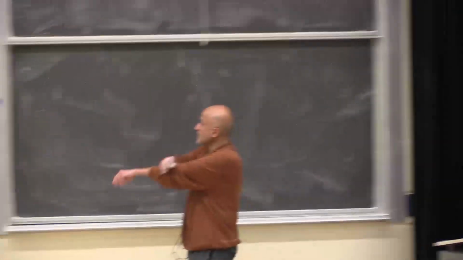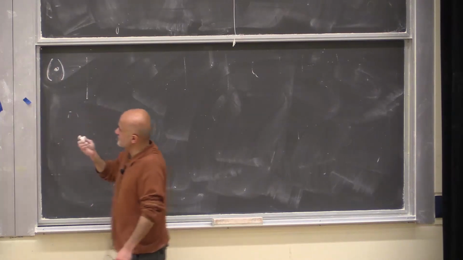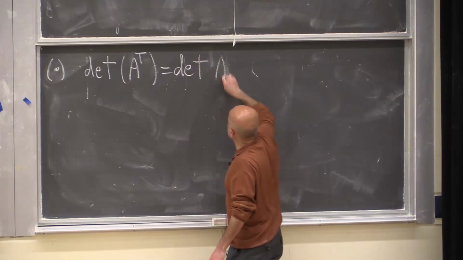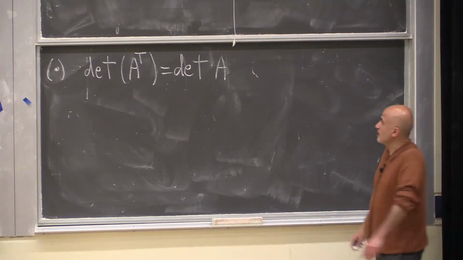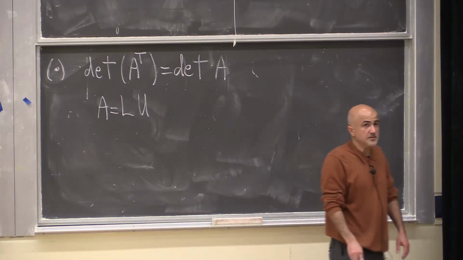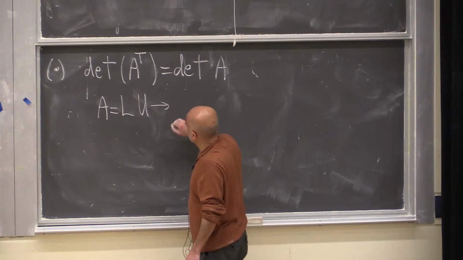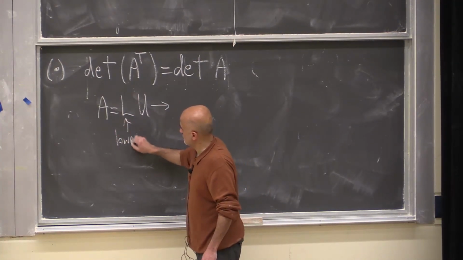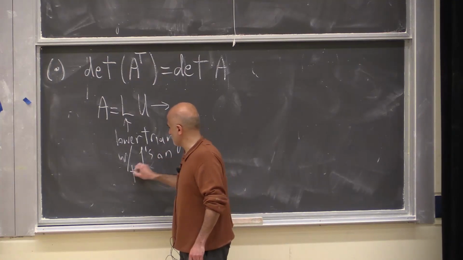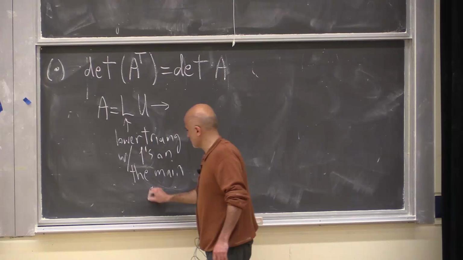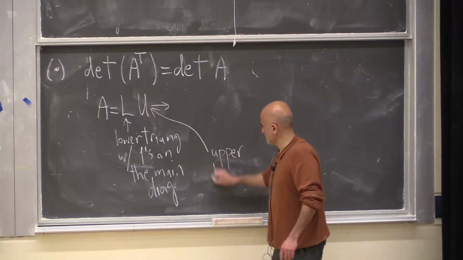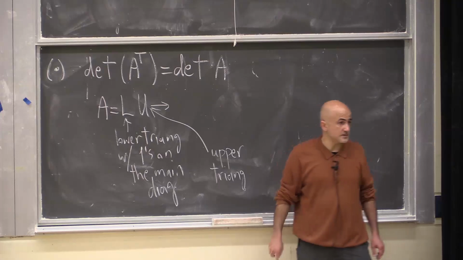I lied. There is one property I still need before I move on to eigenvectors and eigenvalues. And that property is that the determinant of the transpose of a matrix is the determinant of the matrix itself. And again, this has complicated proofs in various books. If you go by what we did last time, which is the LU decomposition of a matrix, L was lower triangular with 1s on the main diagonal. And U was upper triangular, and the diagonal elements were the pivots, right?